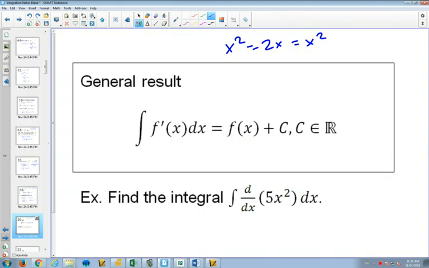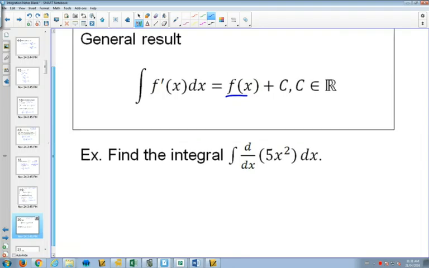So you realize that if you do something and then you undo it, you're right back to where you started from. That's all this general result is. If I take the derivative and then I untake the derivative, I just get the function that I started with. So how does this look in a question? Well, inside this d dx is take the derivative of 5x squared. So if we would show all of our work, we would say, well, the derivative of 5x squared is 10x. So now I have 10x dx.